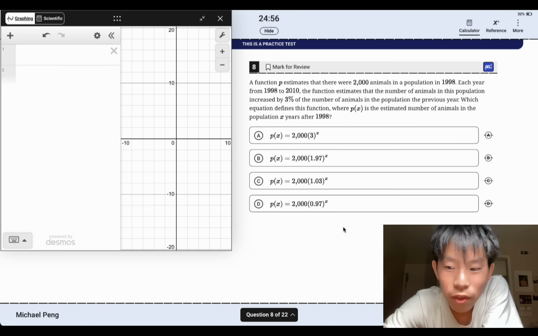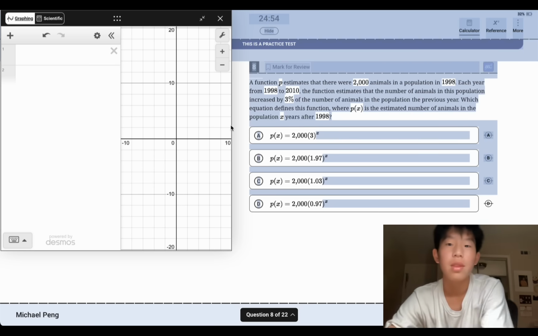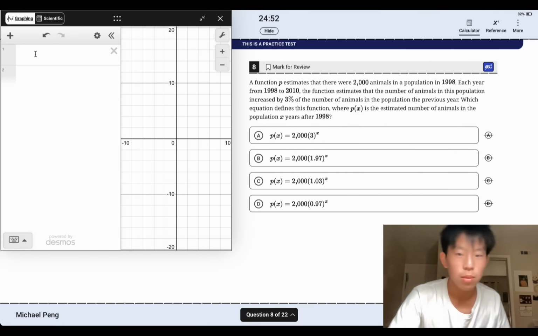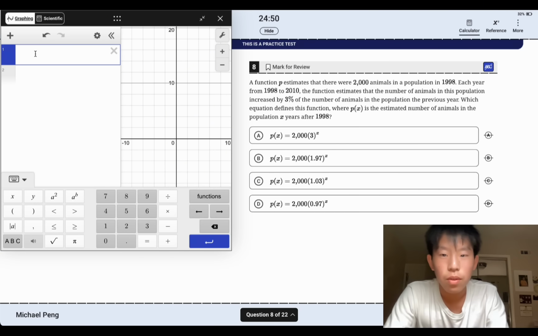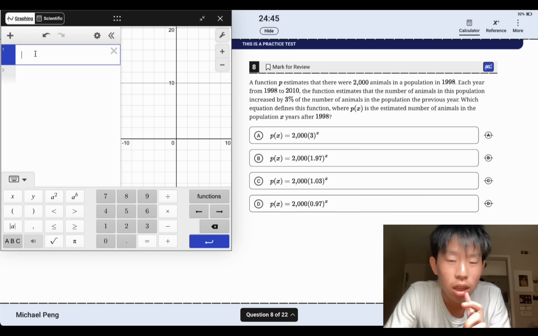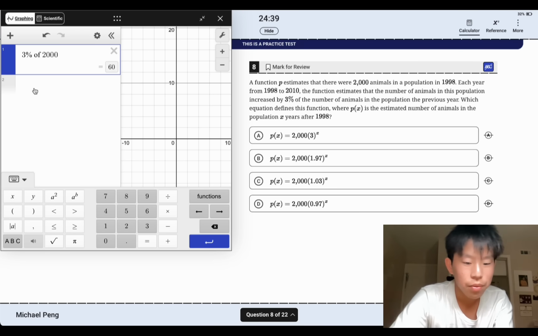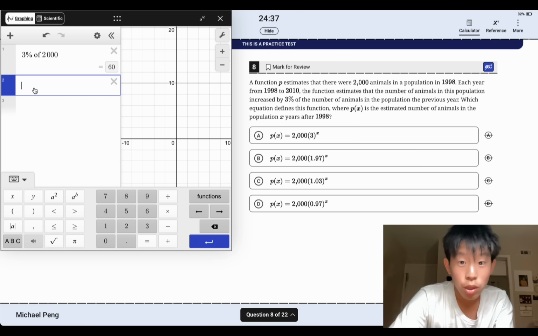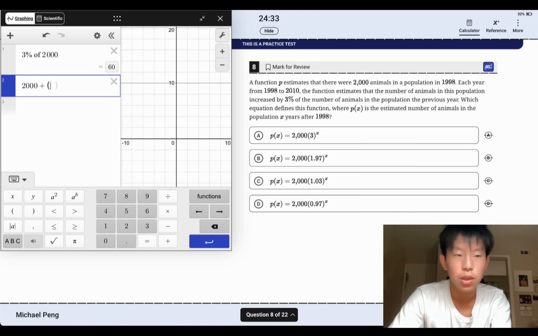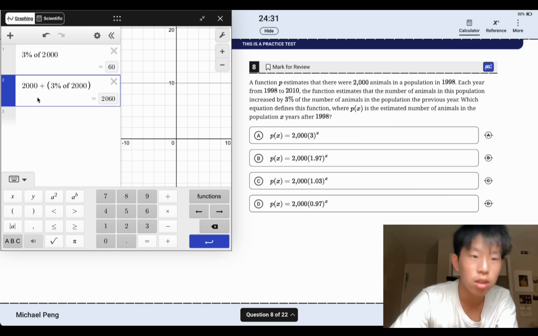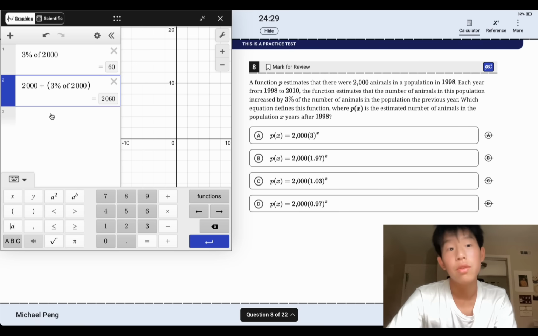So the function is just a fancy way of saying, how do you model it? Like an equation, basically. So what you need to understand for this one is that increasing by 3% is not the same as 3% of. So let's just do an example real quick. 3% of 2,000 is 60, but 3% increase would be doing 2,000 plus 3% of 2,000, which would be 2,060. You see how there's a huge difference there?